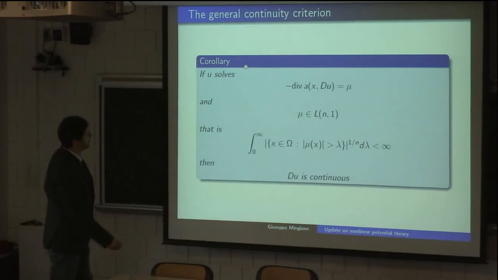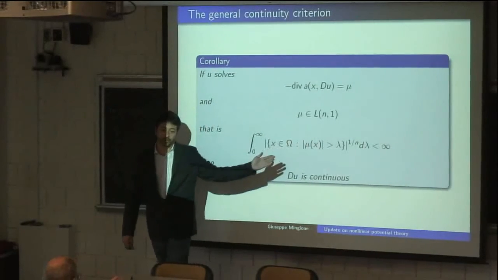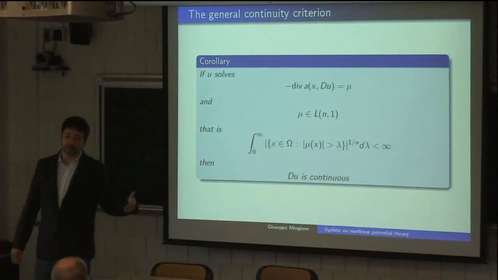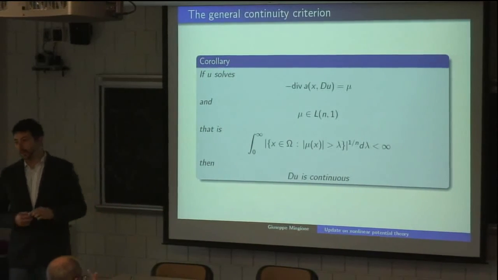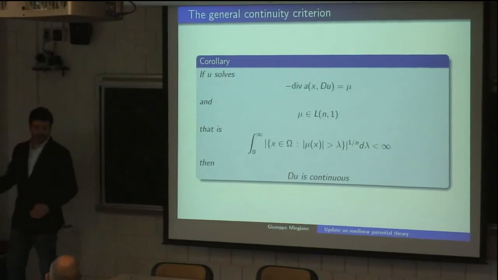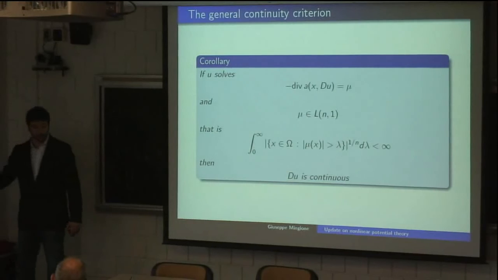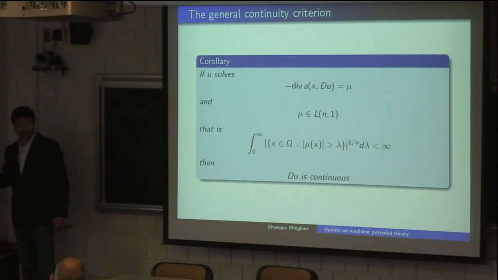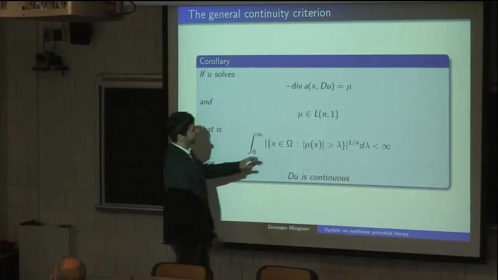In particular, a corollary. If you are in a Lorentz space L(n,1), then the gradient is continuous. This is a classical result for the Laplacian. For the P-Laplacian, maybe some experts will know that if you are in L^n, the gradient is not bounded. If you are in L^n plus something, the gradient is Hölder continuous. The borderline case is given by this Lorentz space.